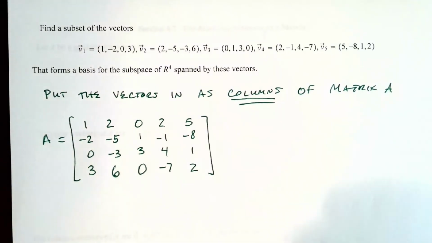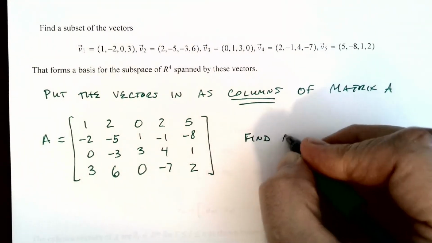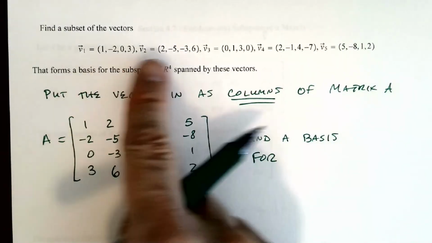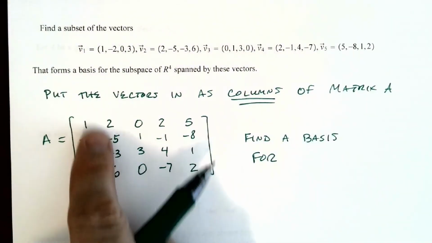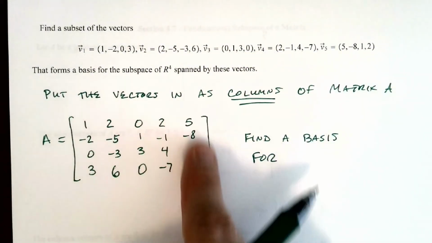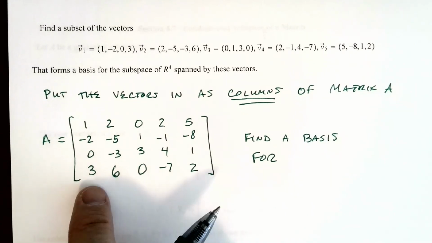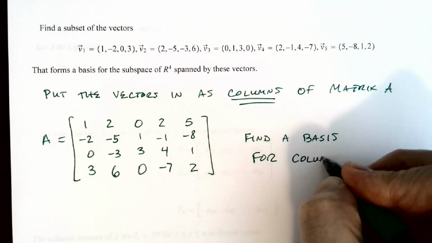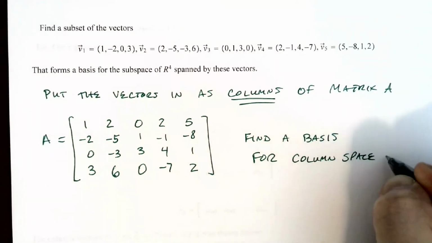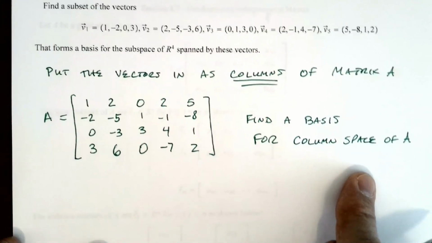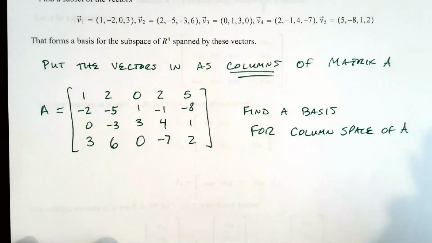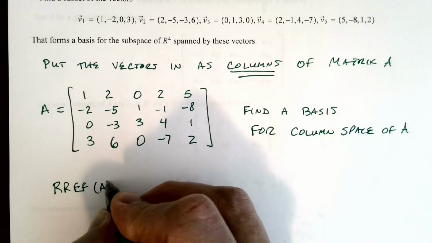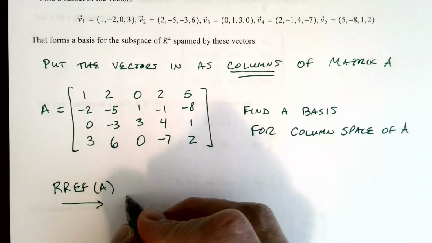All right? And then what I'm going to do is I'm going to find a basis for what? Well, the space spanned by these 5 vectors is the same as the space spanned by these 5 columns of A. And what is that space? What is the space spanned by the columns of A? What do we call that? The column space. So how do I find a basis for the column space of A? We just did it in the last example. We take this and put it in a row echelon form. I'll do reduced row echelon form.